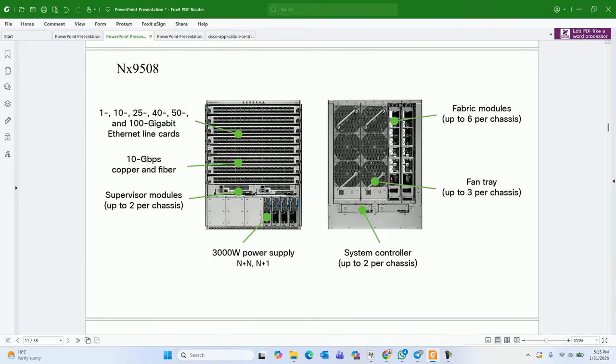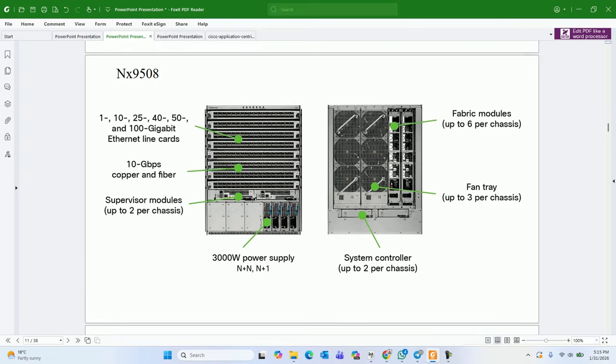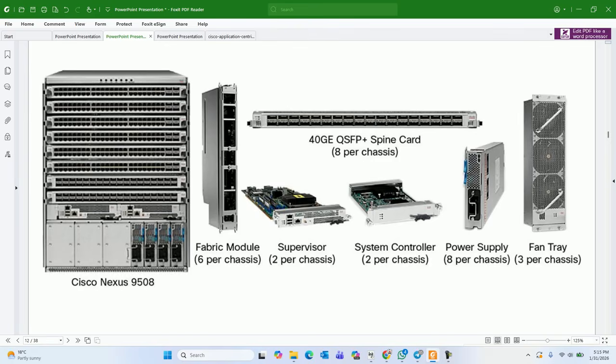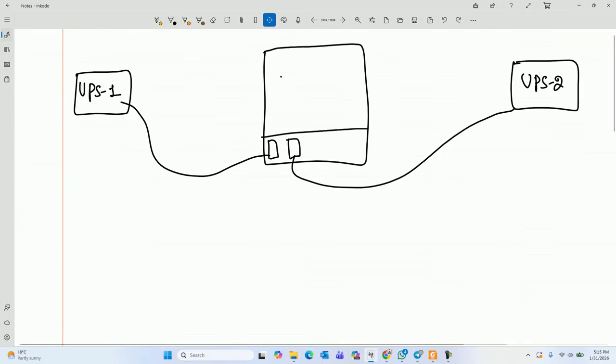Then these are the components we have discussed. If you dismantle your chassis, it will look like this: the fabric modules, the supervisor, the system controller, the power supply units, the fan trays, and the line cards.